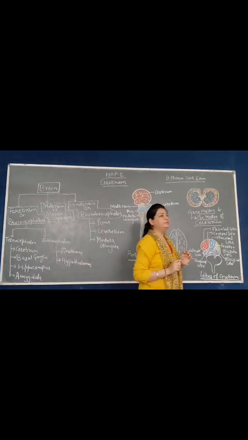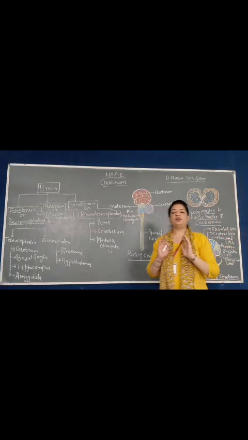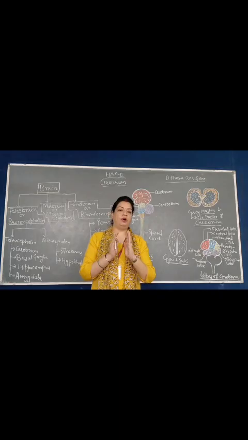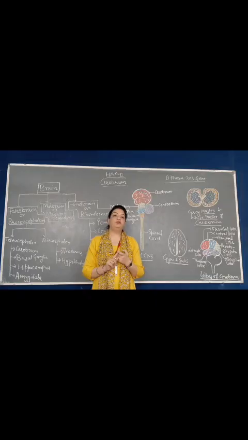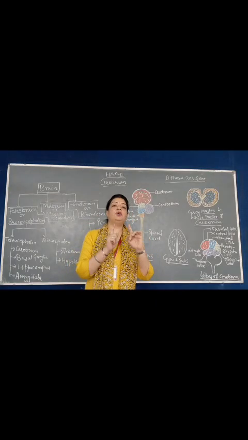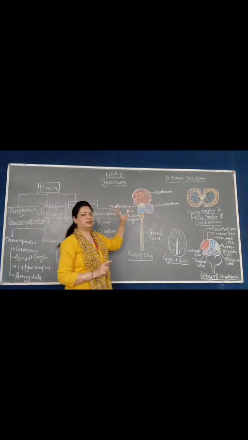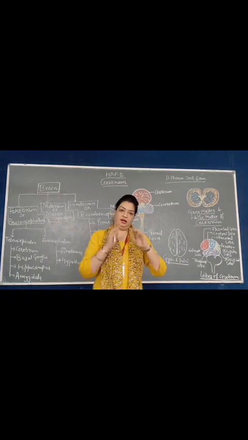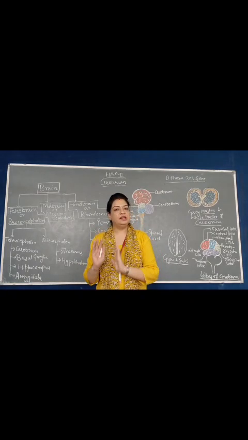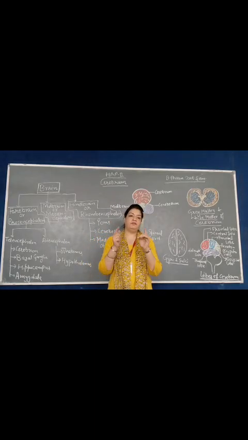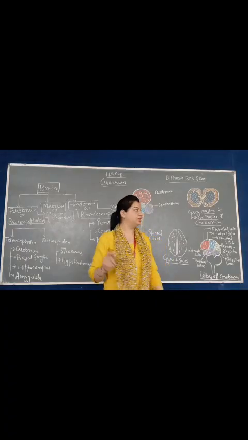So the cerebrum is the largest part of the brain. That is, it occupies 2/3 of the total brain weight. The weight of our brain is 1.4 kilogram, which means the maximum part, 2/3, is occupied by the cerebrum itself. The cerebrum is further divided into two hemispheres, the right cerebral hemisphere and the left cerebral hemisphere. These two hemispheres are divided by a longitudinal fissure.